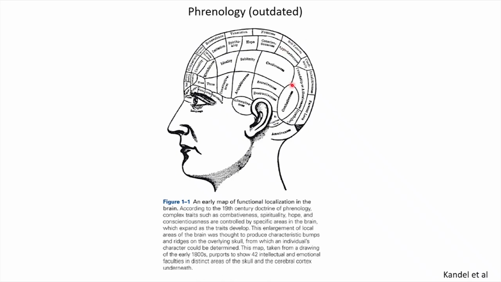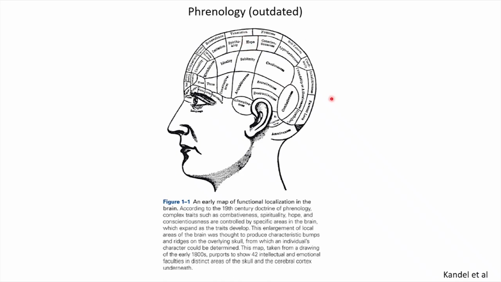Now, these maps were based on a small number of subjects, and perhaps they looked fine or reasonable at the time that they were made. But over time, we now know that these maps do not really hold true. So it is not really the case that people who are hopeful tend to have a bump in this part of the skull in most of these people.